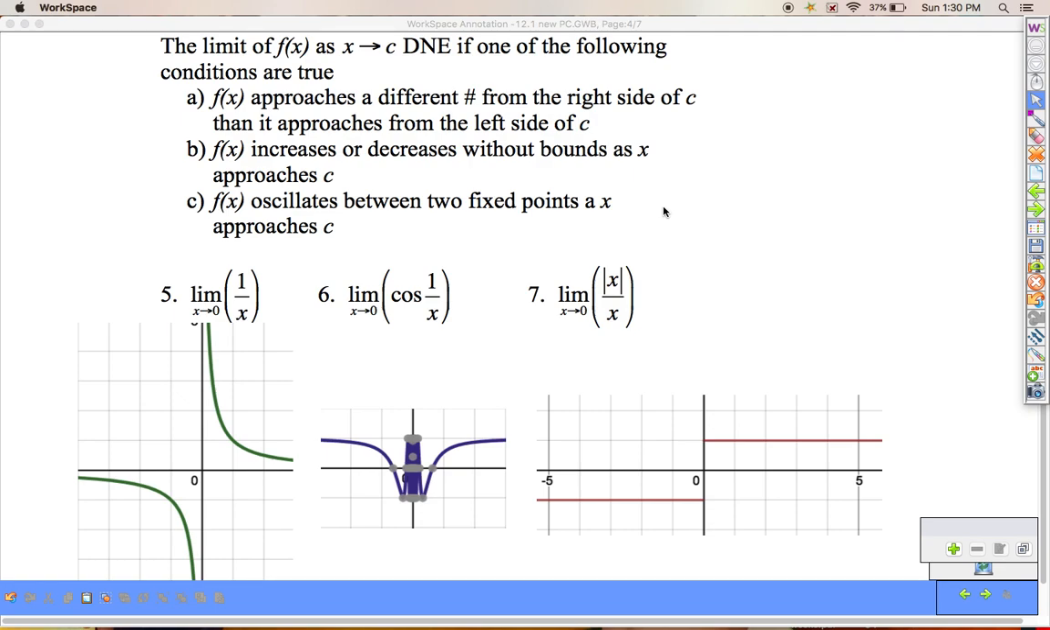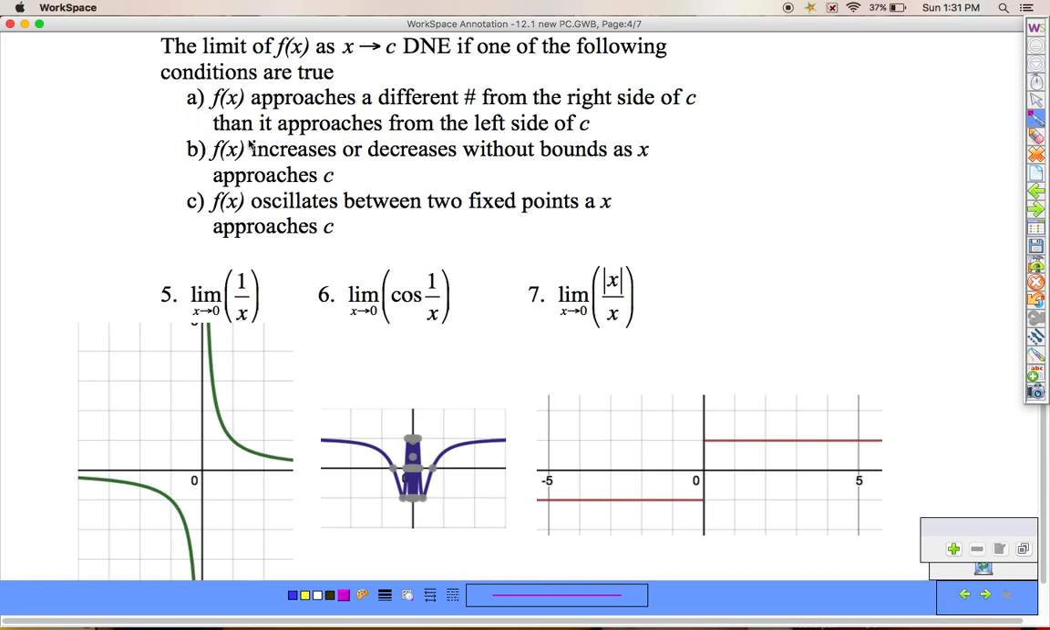And the last one says f of x oscillates between two fixed points as x approaches c. Think of an oscillating fan. It goes back and forth. So as I keep getting closer and closer to c, my graph keeps bouncing up and down. All right, so let's look at these. We're going to have three reasons: A, B, or C, and I'm just going to draw arrows to make it work for me.